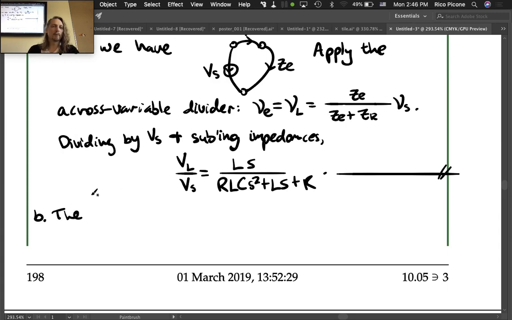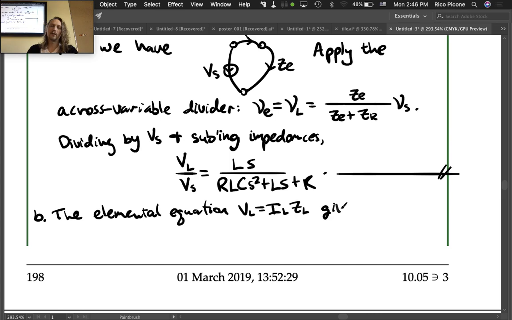So the elemental equation, VL equals ILZL, gives that we're going to rewrite this, except now VL is just going to be ILZL. So ILZL divided by VS equals the same thing, right? LS over RLCS squared. We didn't touch the right-hand side of this equation.